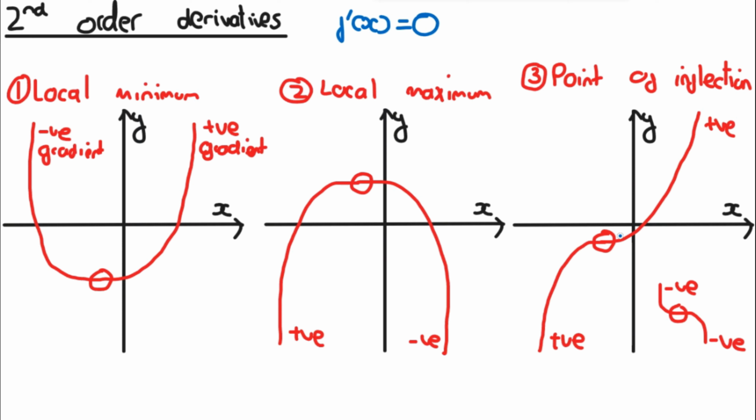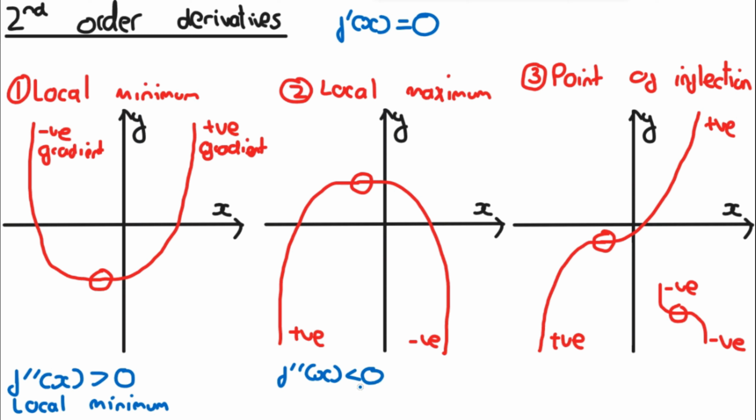So how can the second order derivative help us determine which is which? Well, let's say we find an x coordinate where f dash of x is equal to 0. So we know it's a stationary point, but we don't know which of the local minimum, local maximum, or point of inflection it is without looking at a graph. Well, if f dash dash of x is bigger than 0, it's a local minimum. And if f dash dash of x is less than 0, it's a local maximum.